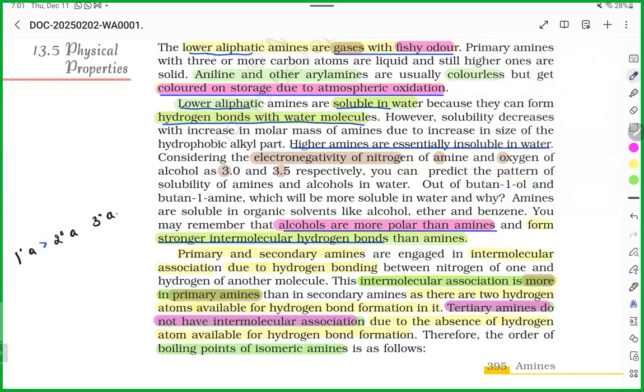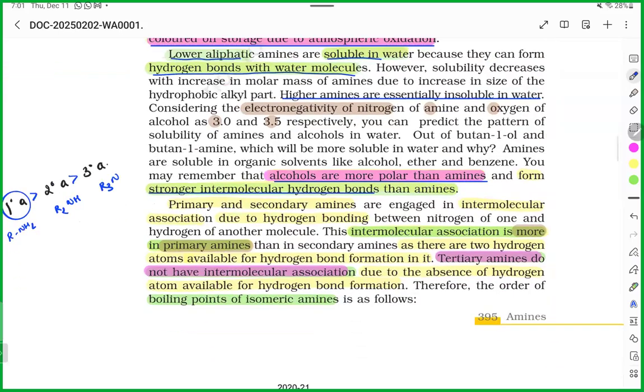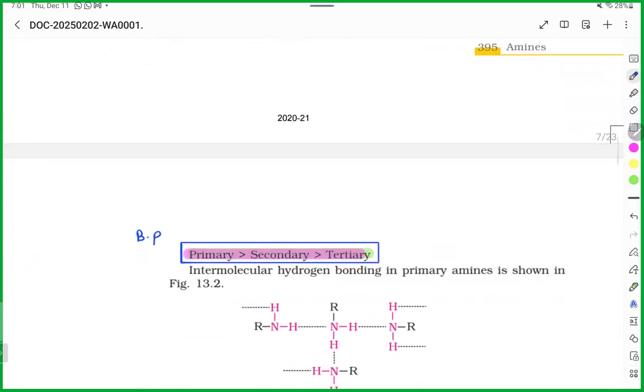Why, Jordan? Is it something to do with the alkyl groups? No, because in primary amine you have maximum number of hydrogen. RNH2, two hydrogen here; R2NH, one hydrogen here; and in tertiary, no hydrogen. Understood? That's why tertiary amine do not have any intermolecular association. Why? Because no hydrogen with nitrogen. Right? Any doubt? So this is the order of boiling point.